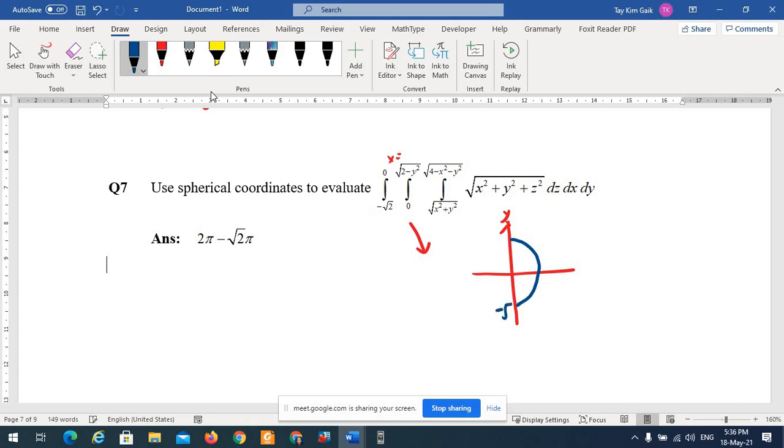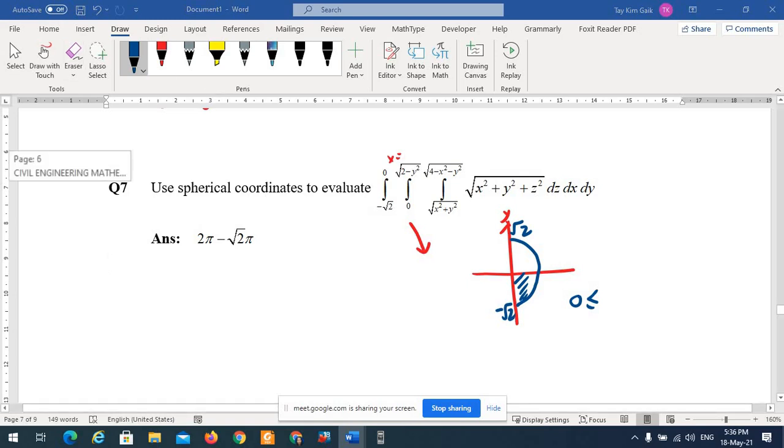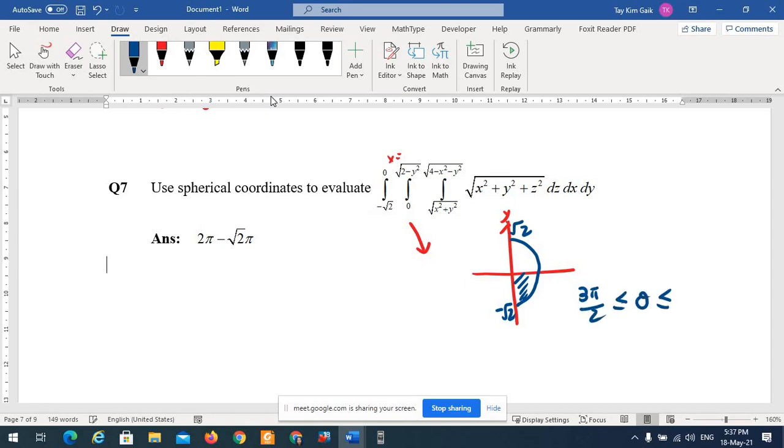So this is negative sqrt 2, this is positive sqrt 2. And the outer integral dy, y goes from negative sqrt 2 up to 0. So it's only the fourth quadrant. So theta in this case is from 3 pi over 2 up to 2 pi.